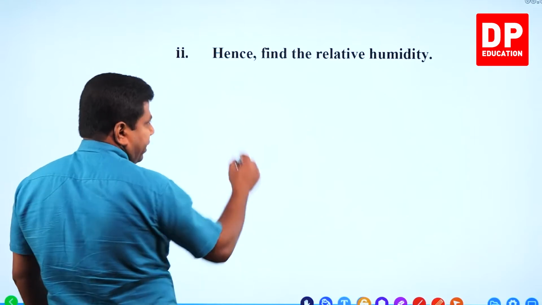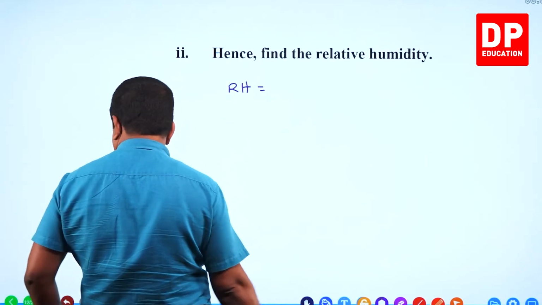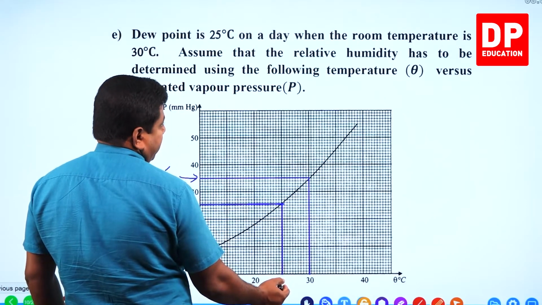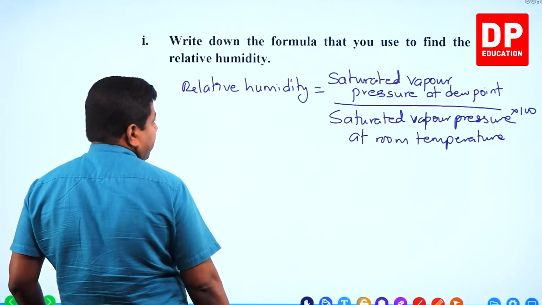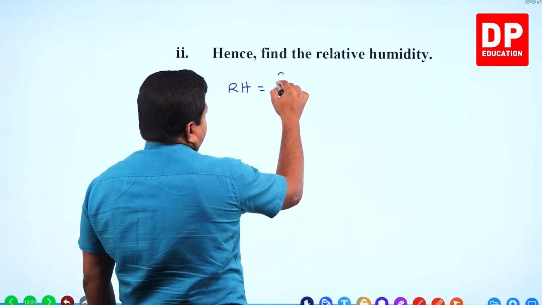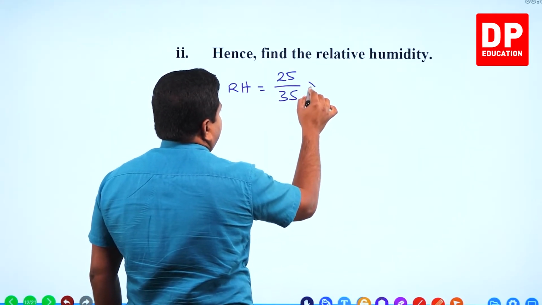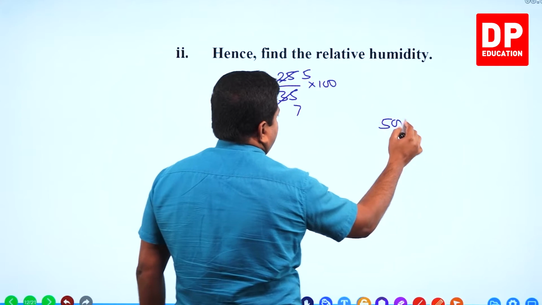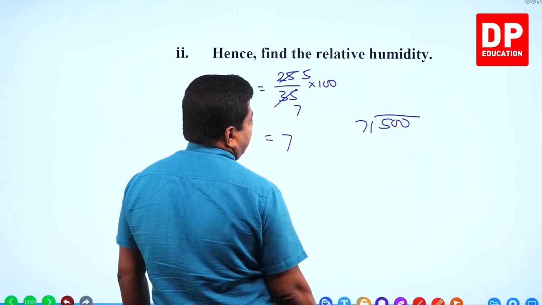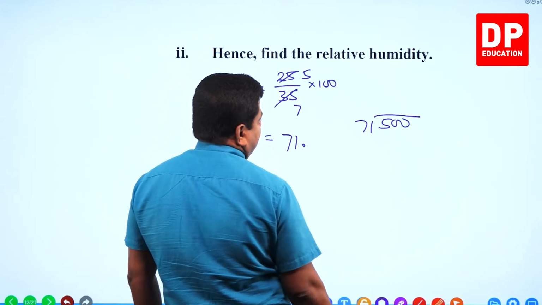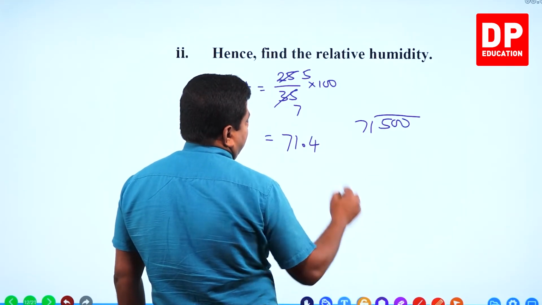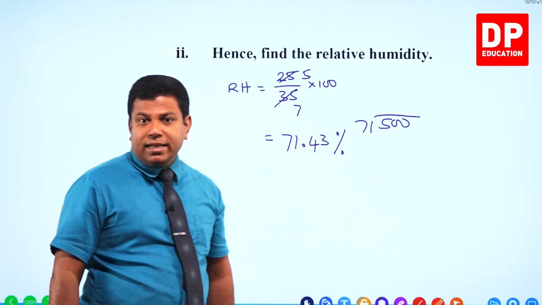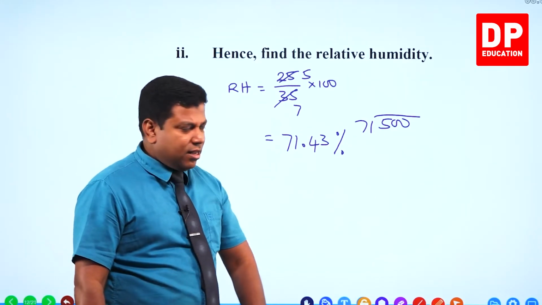Hence, find the relative humidity. 25 divided by 35 into 100, isn't it? This is the dew point, at that it's 25. 25 divided by 35 into 100. 500 by 7, approximately 71.43 percent is the relative humidity we get. Very easy. There's nothing, no complication at all.